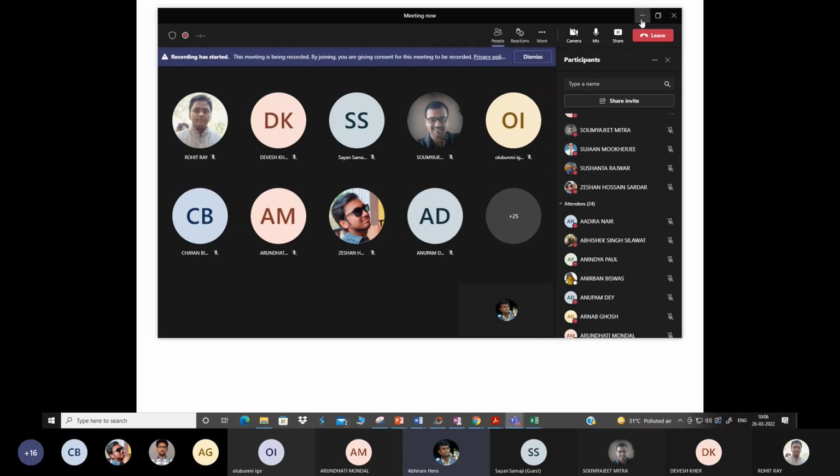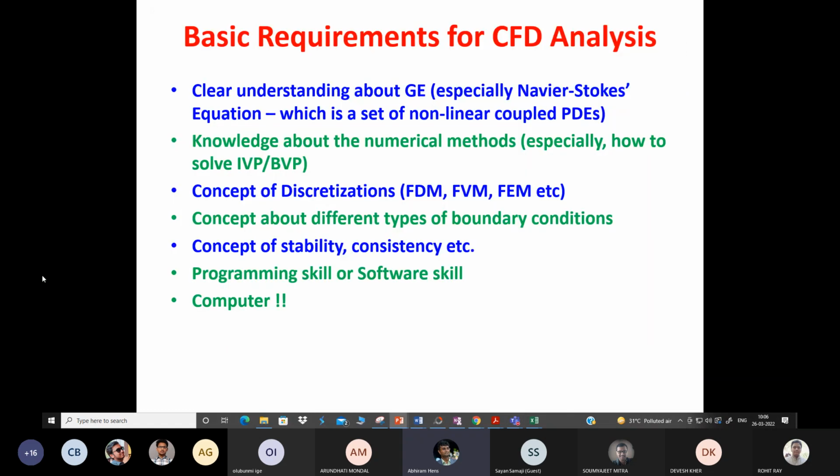Someone is waiting there. Yes. So in today's class, our emphasis will be on this point. We will try to understand the governing equations as much as possible. Then we will discuss a little bit of knowledge about numerical methods. After that, we will cover the concept of discretization a little bit. We will try to complete the different types of boundary conditions, because these are very vital. Unless you have proper knowledge of it, you cannot formulate the problem. So we will put emphasis on this today.